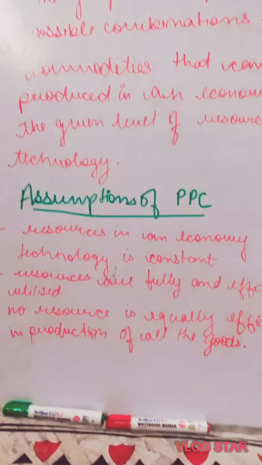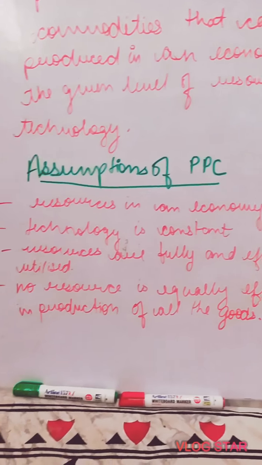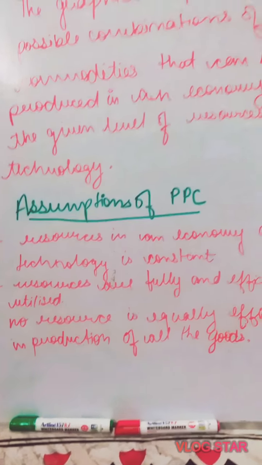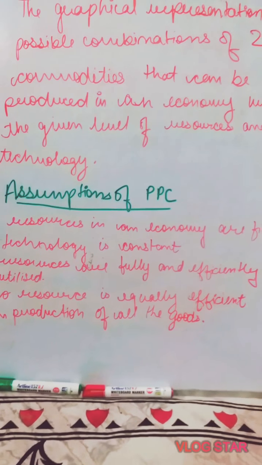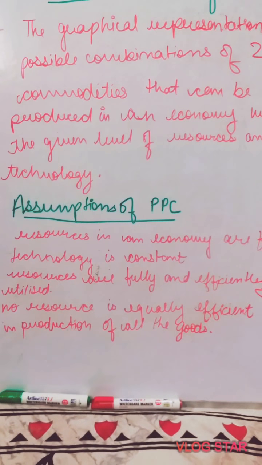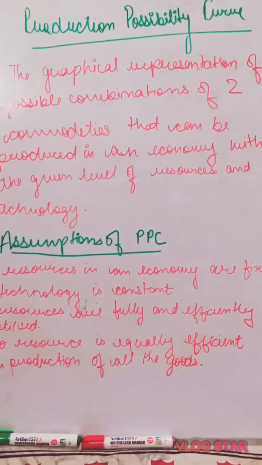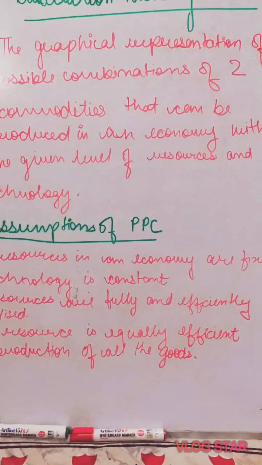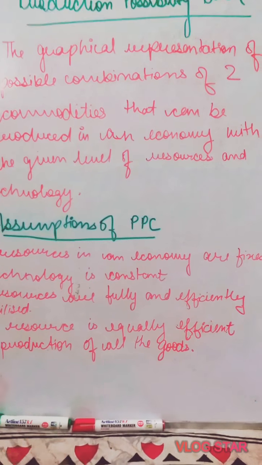Now let's move on to the assumptions of PPC. This is also just theory. Just read it out, learn it, and you're done. Resources in an economy are fixed. Technology is constant. Resources are fully and efficiently utilized. No resource is equally efficient in production of all the goods. First point says the resources in an economy are fixed. That means the number of resources are fixed in an economy. They cannot be shifted or changed.